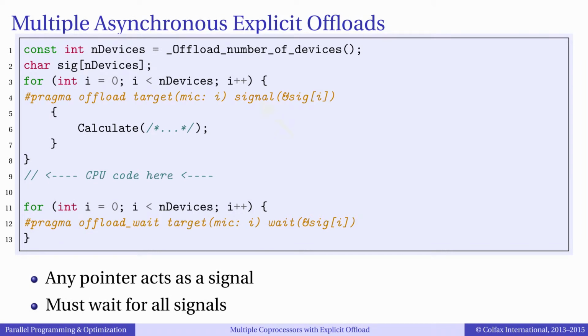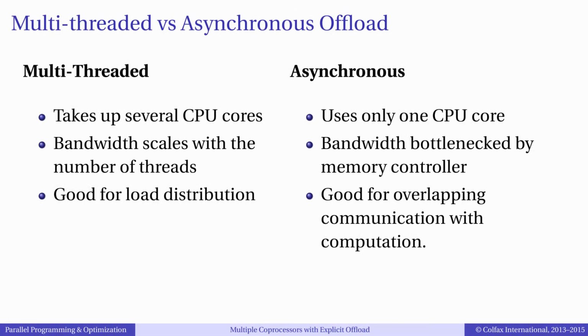In the asynchronous approach, we use the clause signal, discussed earlier, to make the offload non-blocking. Be sure to assign different signals to each instance of offload and to wait for all offloads. The advantage of this approach is that only one thread on the host can manage all coprocessors. However, the disadvantage is that the offload bandwidth will be limited by the memory bandwidth of a single memory controller.